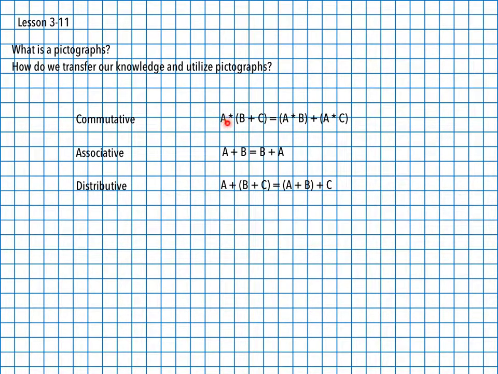A times the quantity b plus c is equal to a times b plus a times c. A plus b is equal to b plus a. And then a plus the quantity b plus c is equal to the quantity a plus b plus c. So pause the video, match those up, and then when you think you've got them in the right spots, start the video and check and see how you did.